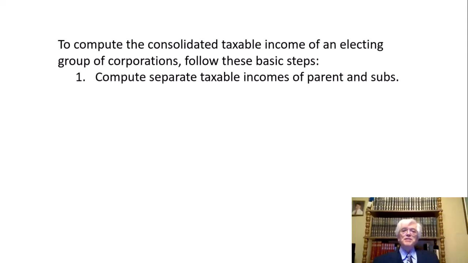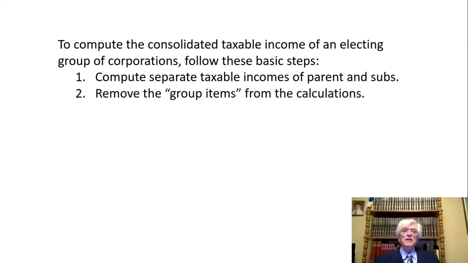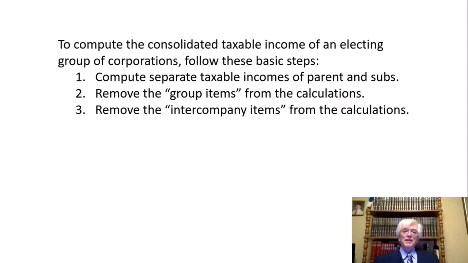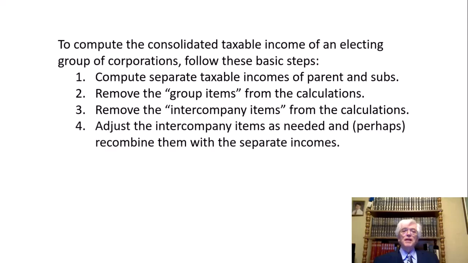First, compute separate taxable income for each member of the group, the parent and all of the subs. Then remove something we're going to call group items from the calculation. Also remove intercompany items. We'll define both of those in greater detail in just a bit.